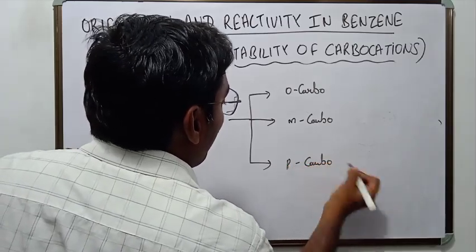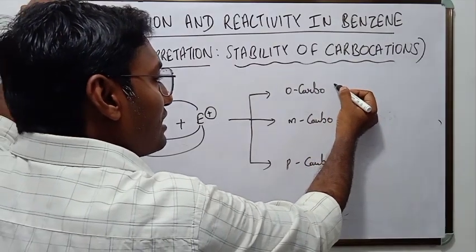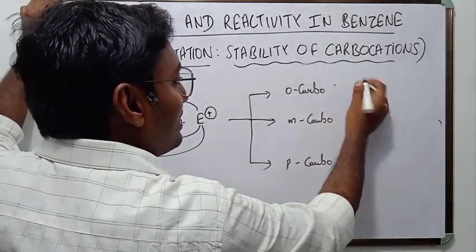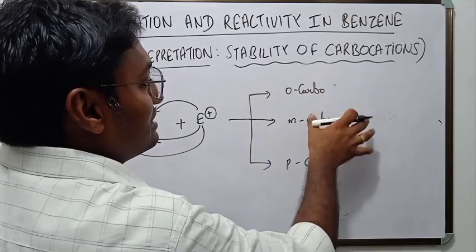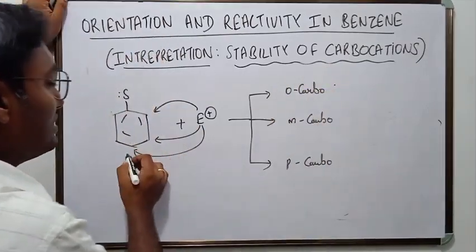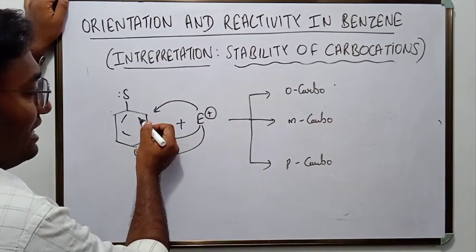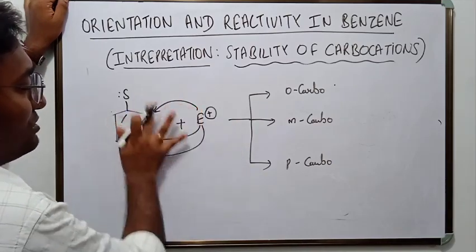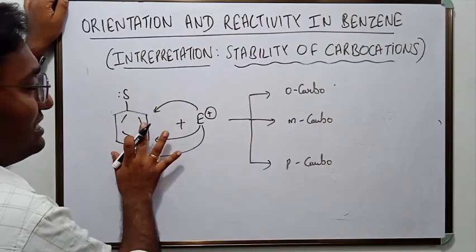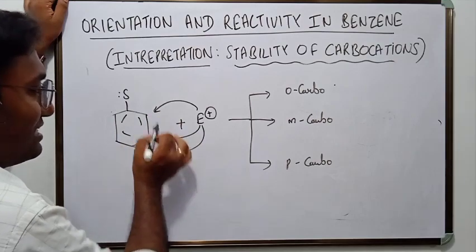Now what we need to do is compare the carbocation stability. The carbocation will exhibit resonance, on account of the positive charge that develops. Correct? When the electrophile attacks, an electron pair would be taken. A positive charge would develop in the benzene ring, and that positive charge would rotate. Right? There will be resonance.